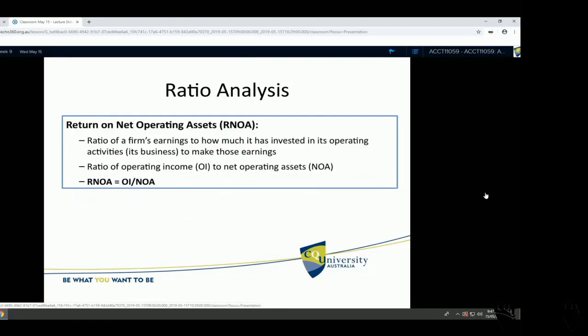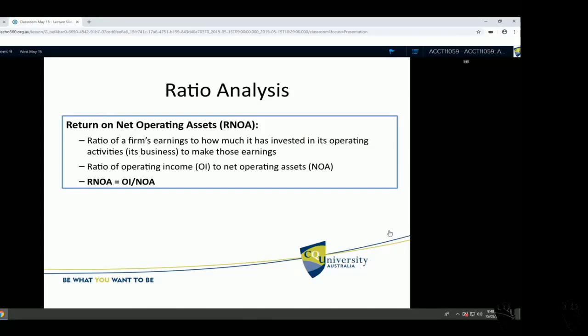And we're going to be looking at return on net operating assets. This is the ratio of a firm's earnings to how much it has invested in its operating activities, its business, to make those earnings. The way to get rich is to have a high return on net operating assets, a high return on capital employed. You only have so much capital. If you can put a little bit of capital in and it can earn like 20%, or Ramsay's was earning 30, 40, 50% for a while, if you can do it consistently, you'll get rich.